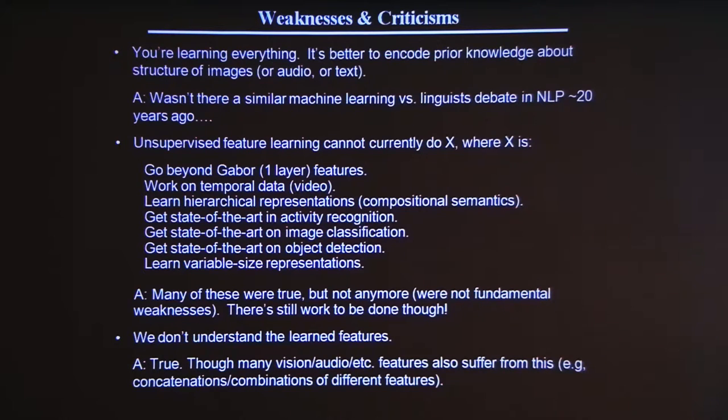It's better than prior knowledge about the structure of images or audio or text or whatever, right? We know so much about images, let's just encode the prior knowledge about that. And I talked a bit about that just now already, about, you know, there are only so many things we know. And I feel like there was a similar debate about 20 years ago between the dumb machine learning guys like me, or maybe like many of us, and the linguists who were constructing very complex theories of language. And 20 years later, it's very clear which argument has carried the day, right?